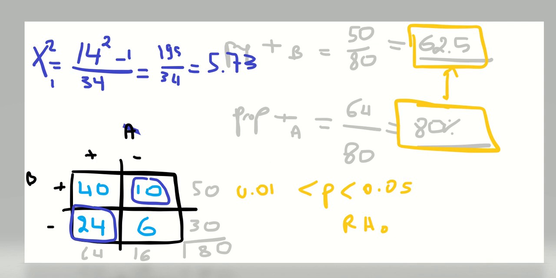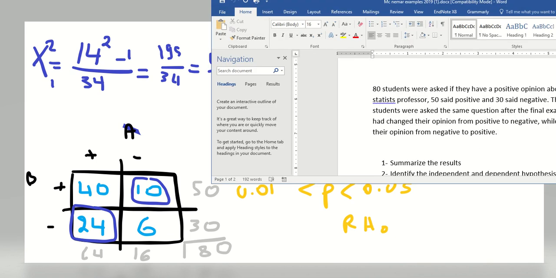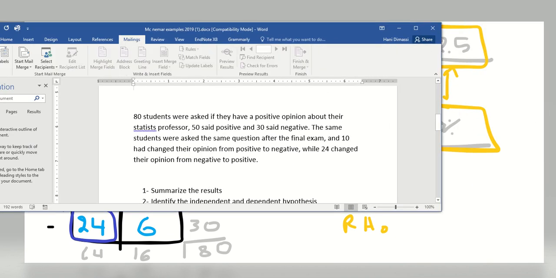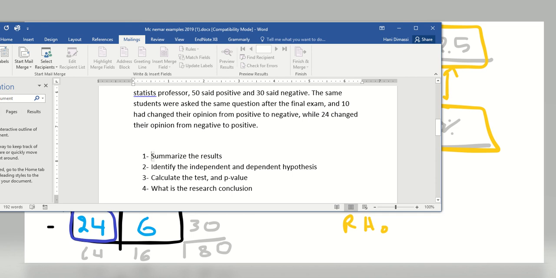Azim, let's look at the questions. So what were the questions? The questions were: summarize the results, which we did. I mean, we calculated the percentage positive before the exam and the positive after the exam. Okay.